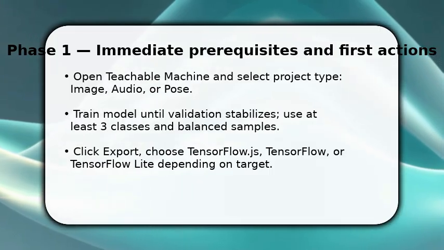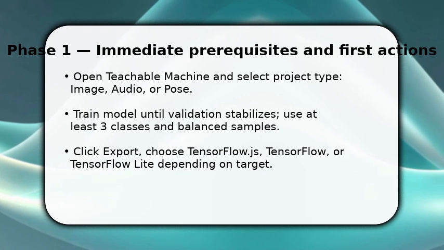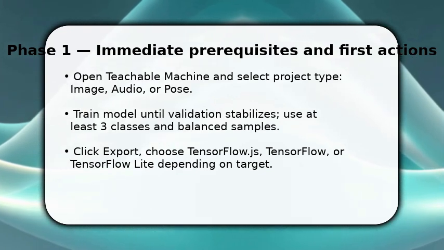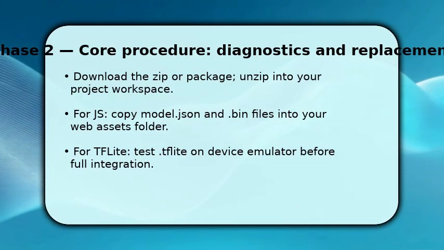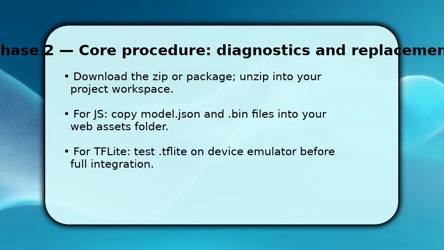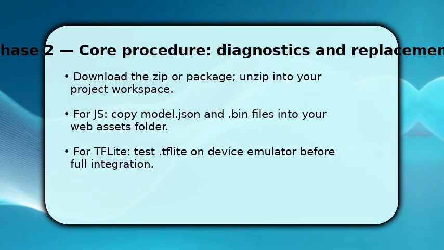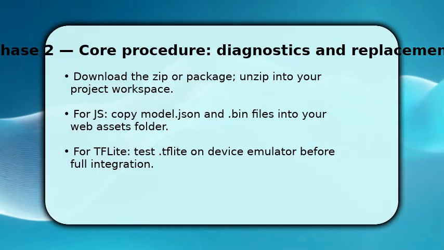Make sure to name the export clearly so you can track versions, and start the export process immediately to generate the package file. Once the export completes, download the generated zip and extract it into your project folder. For TensorFlow.js, place model.json and the binary shards in your site's assets and update the load path in your code. For saved model or TF-Lite, move files to the server or app resources and install required runtime libraries.